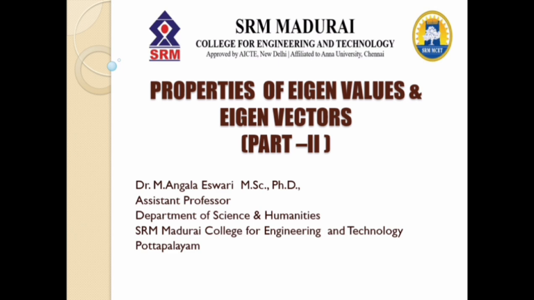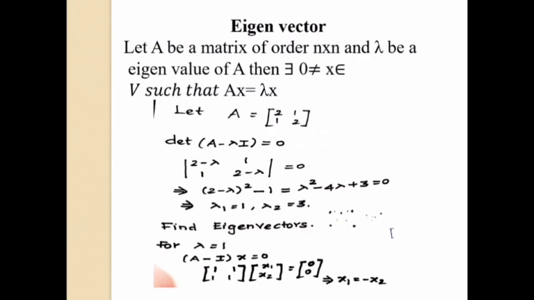I am here to discuss the remaining properties of eigenvalues and eigenvectors. Let me first explain what an eigenvector is. Let A be a matrix of order n cross n and lambda be an eigenvalue of A, then there exists 0 not equal to x belonging to V such that Ax equals lambda x.